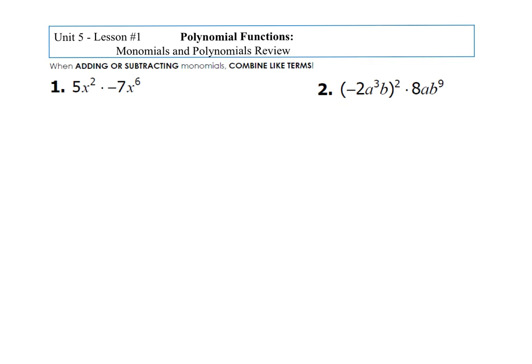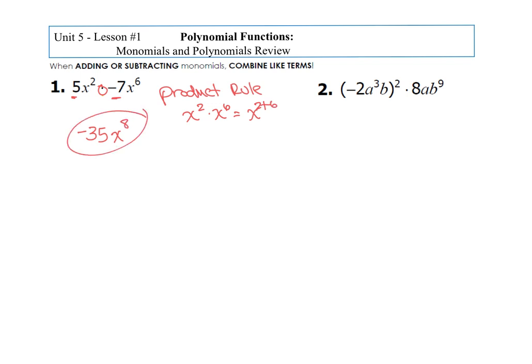On number 1, we have 5x squared times negative 7x to the 6th power. So again, times. The regular numbers 5 and negative 7 are going to be multiplied. 5 times negative 7 is negative 35. So that's an example of the regular number doing the regular thing. Then I have x squared basically times x to the 6th. So my base is x. So let's put that down. And our product rule would tell us that we add our exponents. So x squared times x to the 6th means that we do x to the 2 plus 6, which makes this x to the 8th power. And that's as simplified as it could get.